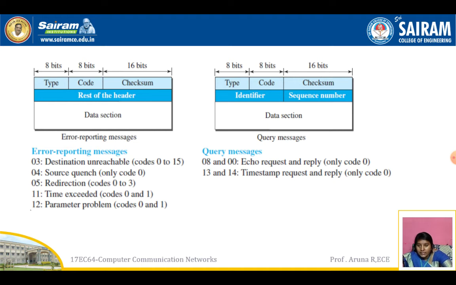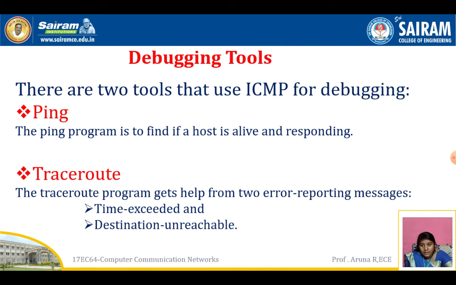So in this you can see we have told it is an error message. So in these messages also sometimes it might go wrong, so we will be using debugging tools to send the information to the destination. In debugging we will be using two different things, that is ping and traceroute. The two tools used in ICMP for debugging are ping and traceroute.